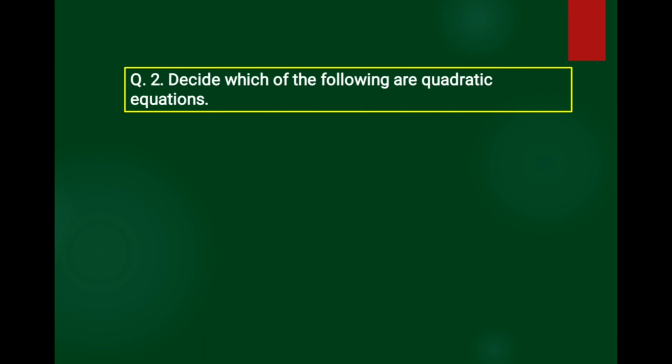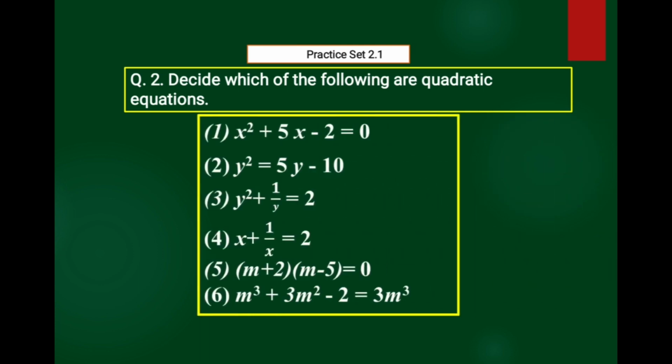Now see question number two. Decide which of the following are quadratic equations. Means, we have been given some equations, and we have to check whether the given equation is a quadratic equation or not. So see first, x square plus 5x minus 2 equals to 0.